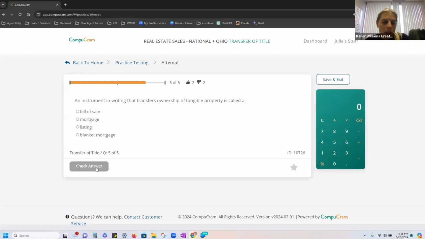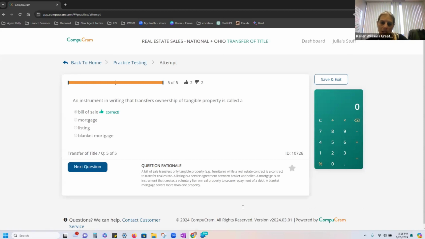Good to know those. All right, an instrument in writing that transfers ownership of tangible property is called a. So an instrument in writing that transfers ownership of tangible property is called A, bill of sale, B, mortgage, C, listing, or D, blanket mortgage. And that is correct. A is bill of sale.